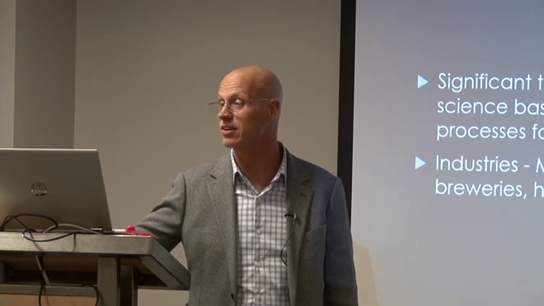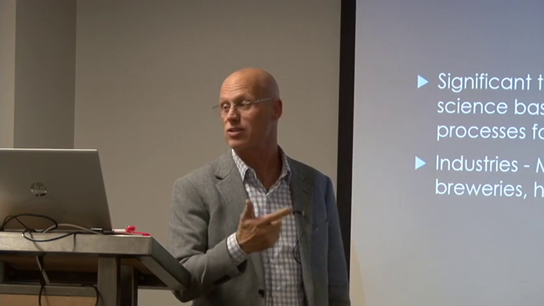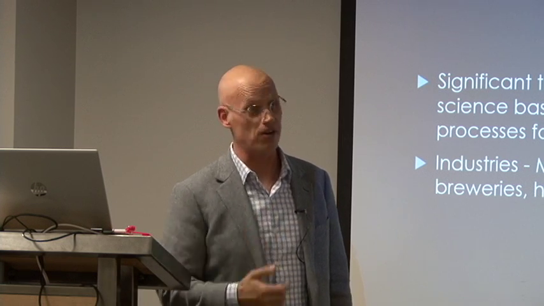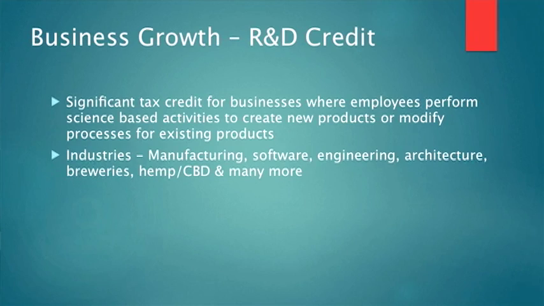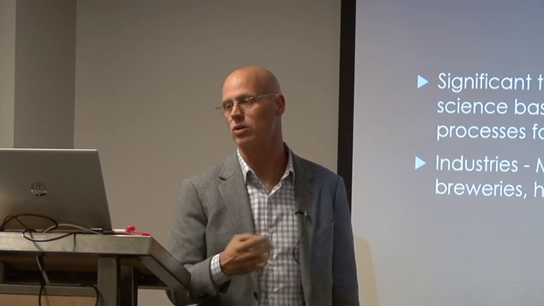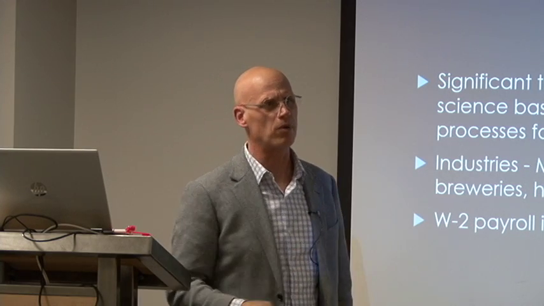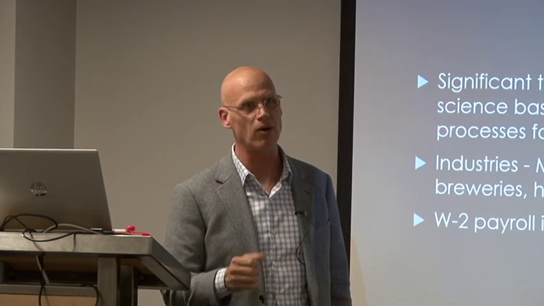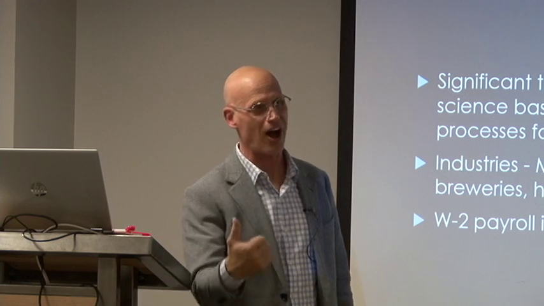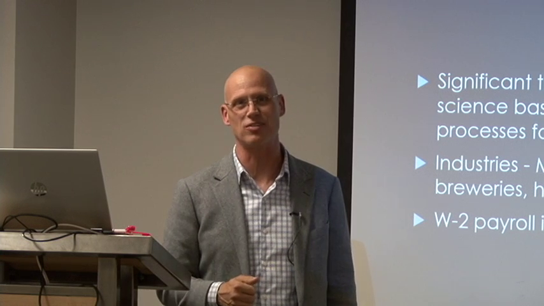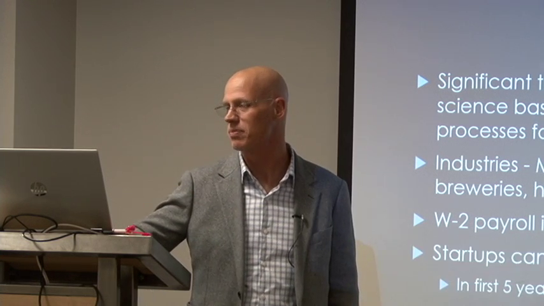Notice there are a lot of industries. Well, I suppose you'd notice if I click the slide. There you go. Manufacturing, software, engineering, architecture, breweries, hemp, and dairy farming, and many others on top of that. So there's many different ways that this can be utilized to capture tax credits. So the biggest thing is W-2 payroll. So yes, if you're spending on equipment or other systems, that'll count as well. But the payroll for the employees operating those systems in the process of creating something is the biggest factor in generating this particular tax credit.